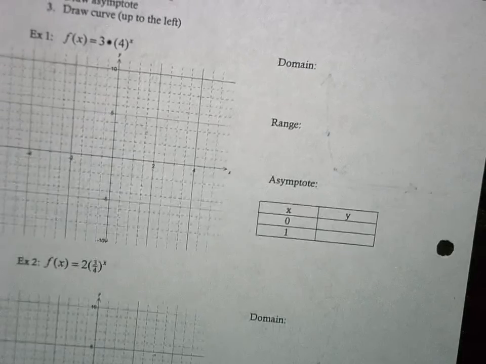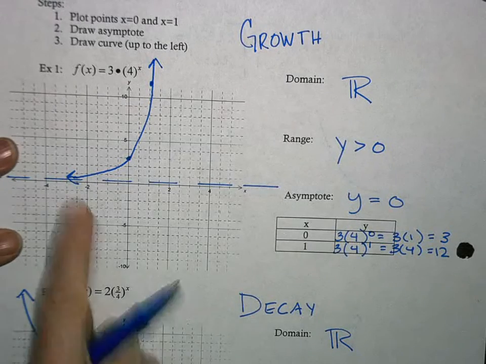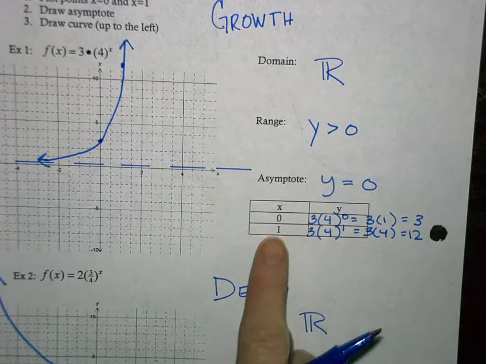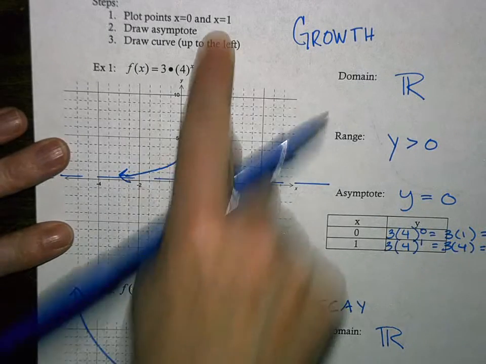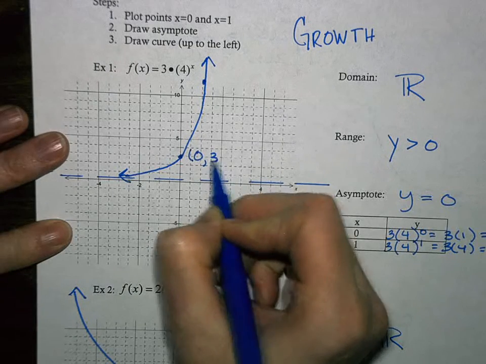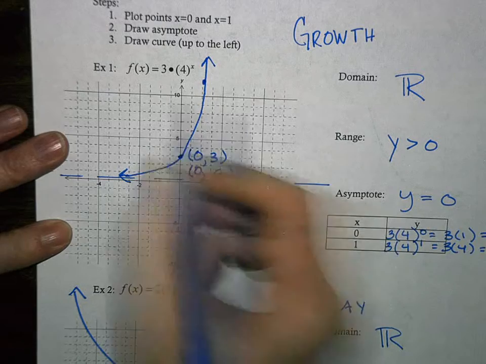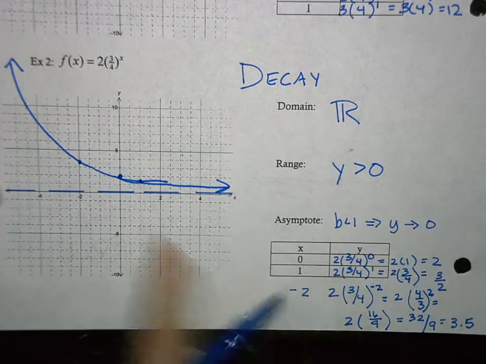So, if you did it correctly, your graphs should look like this. For example number 1, your points were (0, 3) and (1, 12). And when you graphed it, it had a steep curve, with an intercept of (0, 3). And what does this correspond to? (0, a). And what is our a? 3.